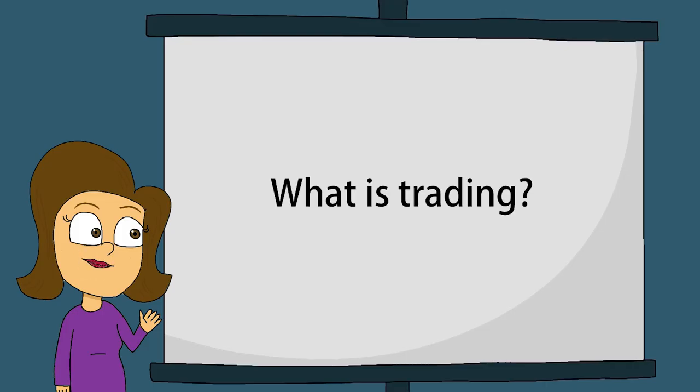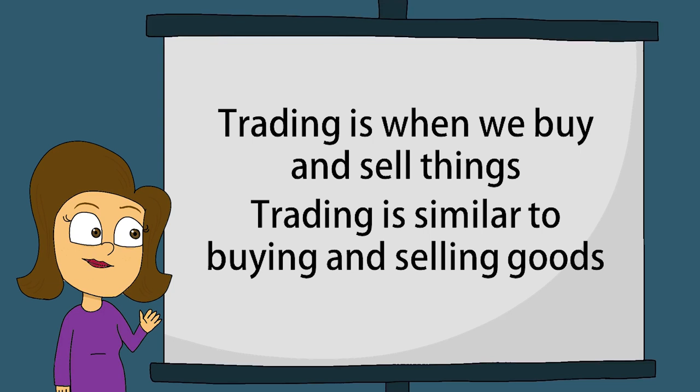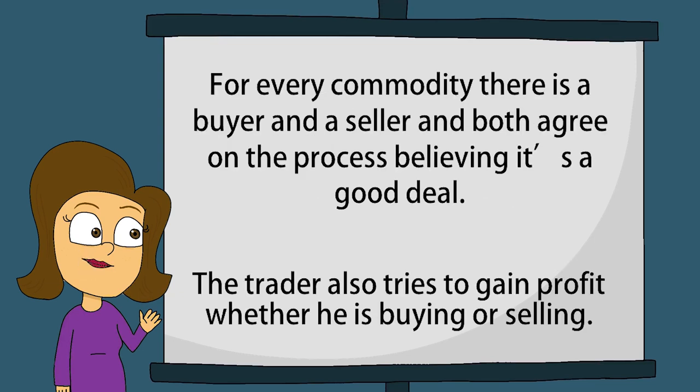What is trading? Trading is when we buy and sell things. Trading is similar to buying and selling goods. For every commodity, there is a buyer and a seller, and both agree on the process, believing it's a good deal. The trader also tries to gain profit, whether he is buying or selling.